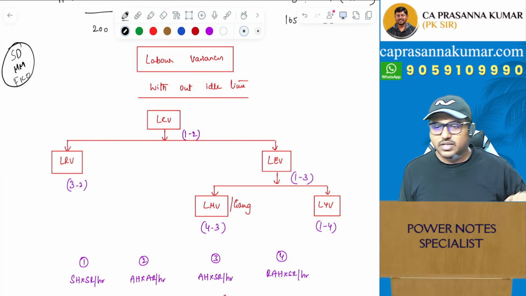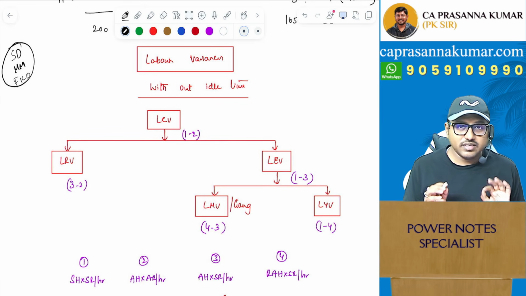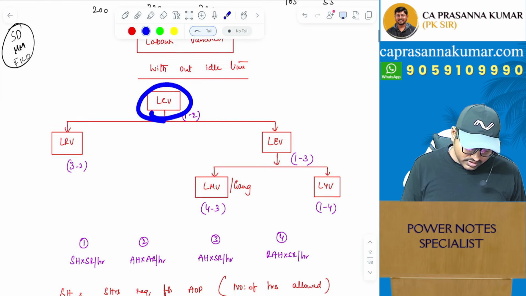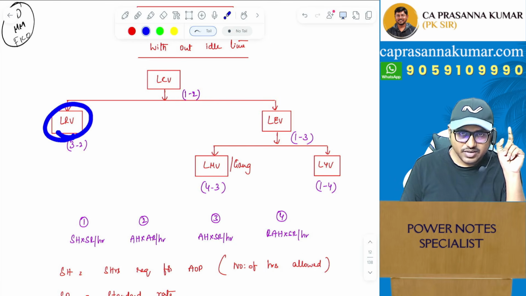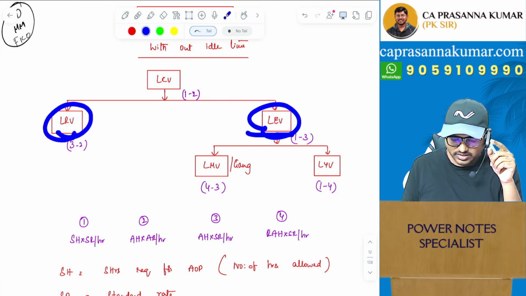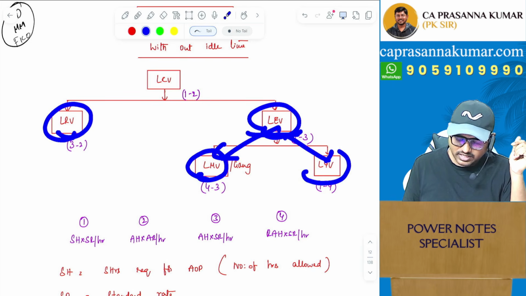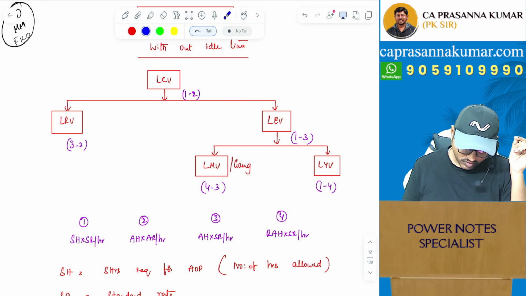Now let's continue with the labor variances. Very easy, similar to material variances. Labor cost variance is divided into price, here it is rate, and usage variance, here it is efficiency. The concept is the same. Efficiency will be further divided into mix as well as yield.